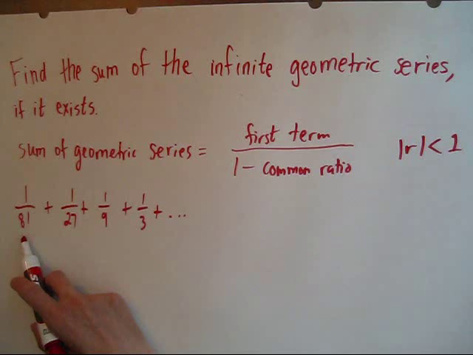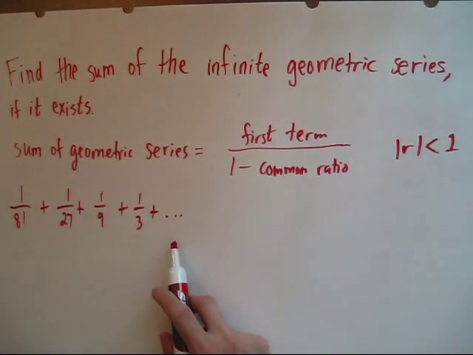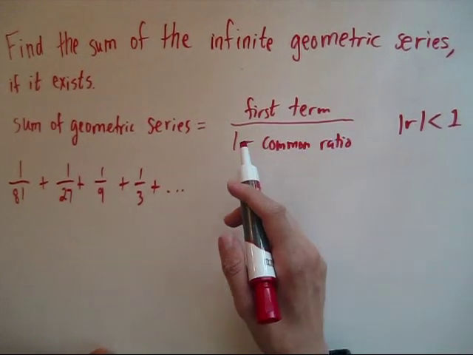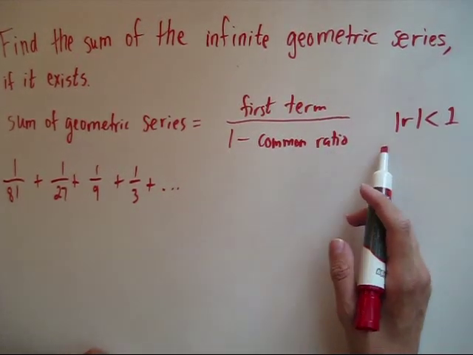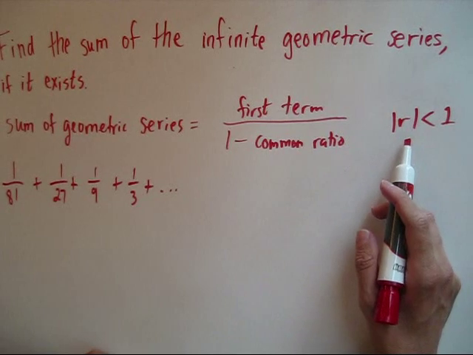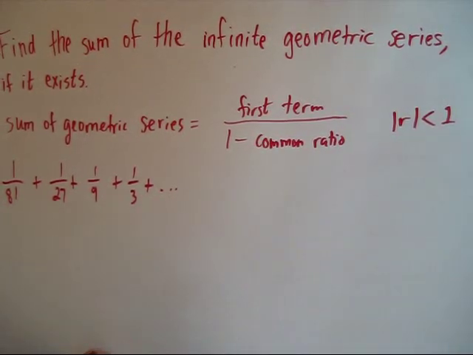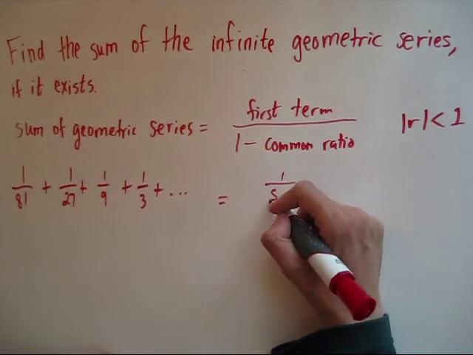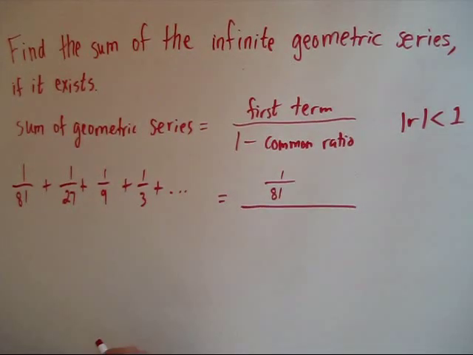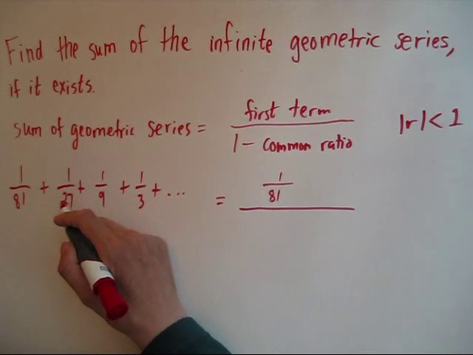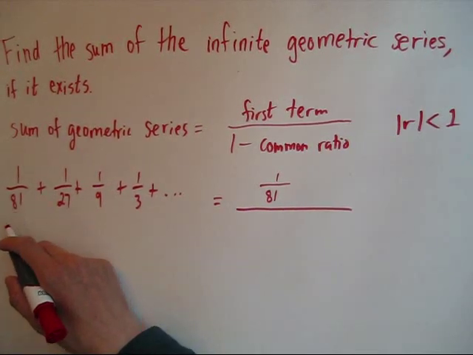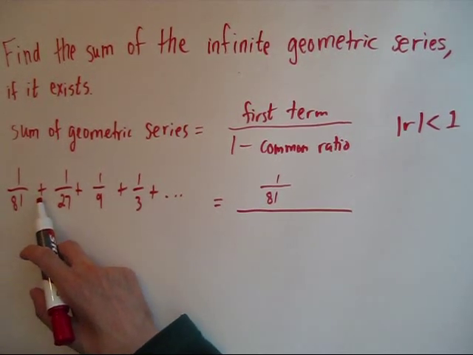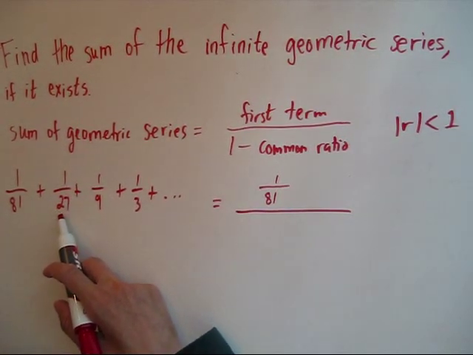Let's find the sum of this infinite geometric series. So our sum is the first term divided by 1 minus the common ratio, where the common ratio has to have absolute value less than 1. So we already have our first term, it's 1 over 81, and we need to know the common ratio. You can take 1 over 27 divided by 1 over 81, or equivalently, you can say 1 over 81 times what gives you 1 over 27.